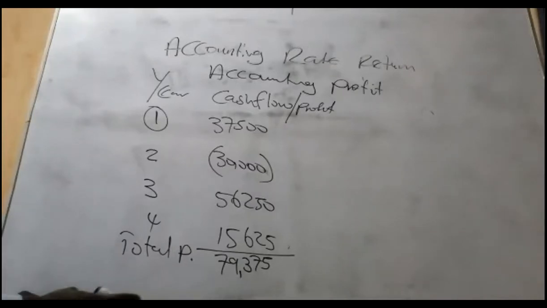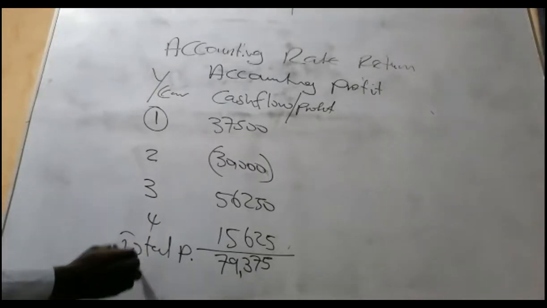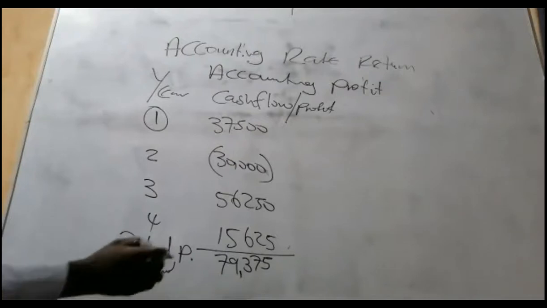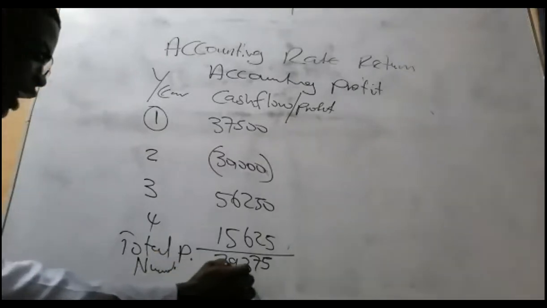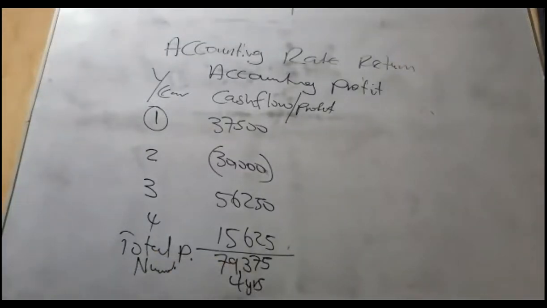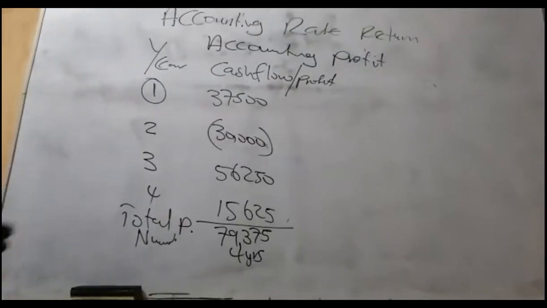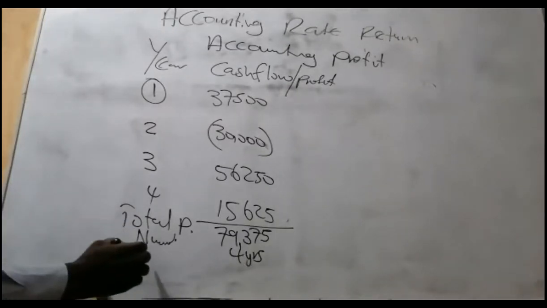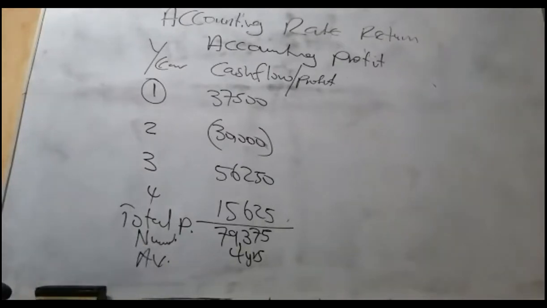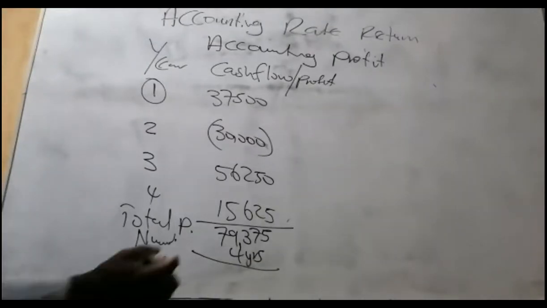Then let's find the average. What will be the average profit? So how many years? The project will last for how many years? The project will last for 4 years. So let's divide this by 4 so we can locate the average. So average profit will be the total profit divided by the number of years. This gives us 19,844.